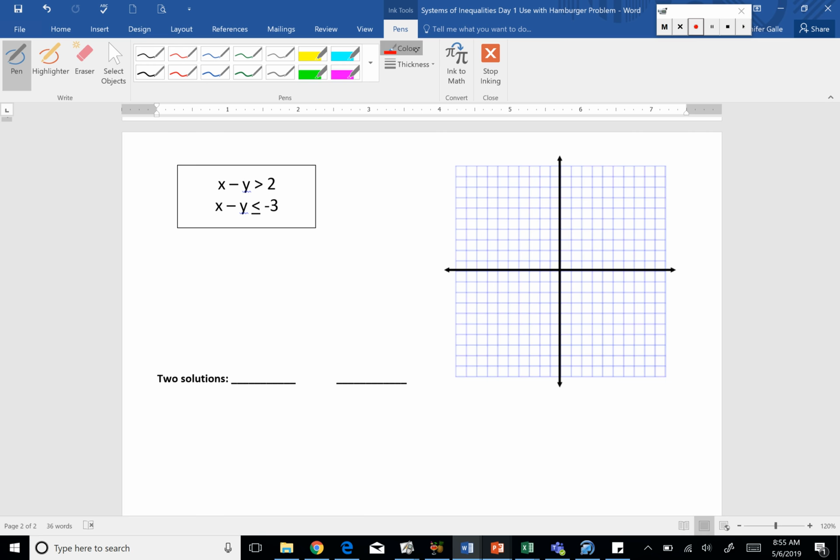I'm going to switch back to my darker color. You've got x minus y is greater than 2. Just graph that one. In just a minute, I'll put up what it should be so you can check yours before you move on to the second one. Just make sure, shade real light, draw things real light, just in case. If you do make a mistake, you can always erase it. It's not a big deal.